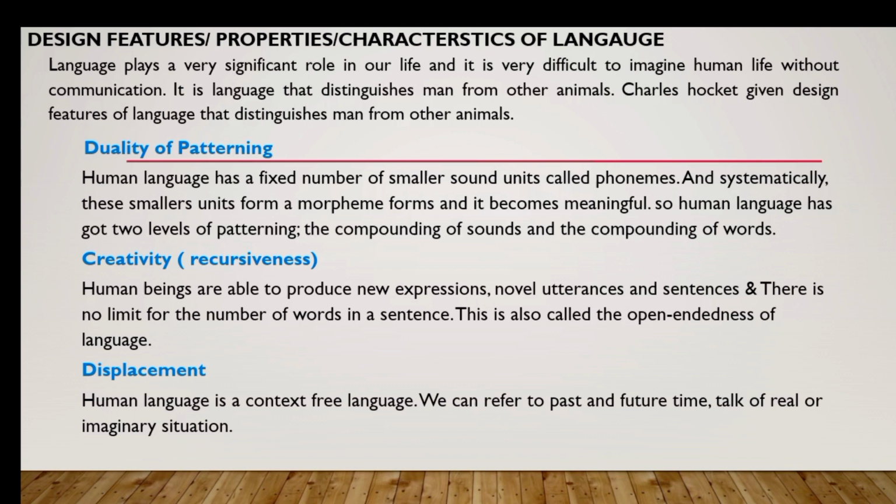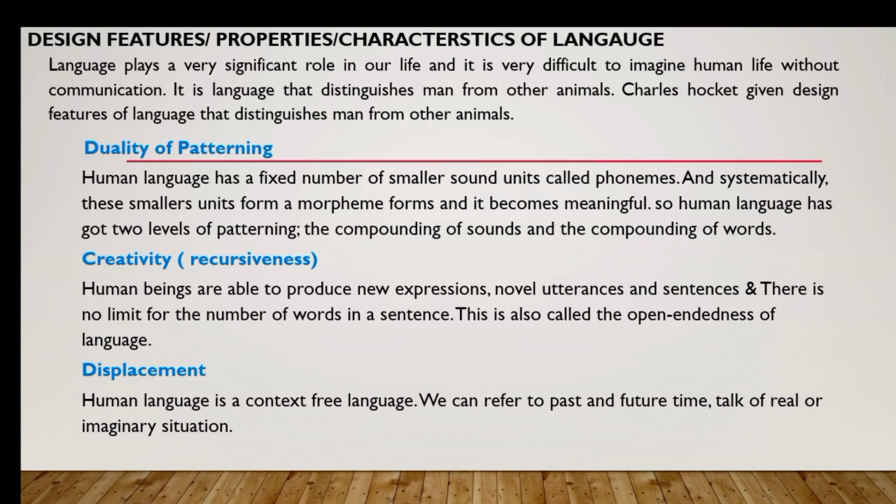The first design feature is duality of patterning. What is duality of patterning? We know very well that human language has a fixed number of similar sounds, such as pa, ba, ma, va. These sounds are called phonemes. And these phonemes combine with other phonemes to form morphemes. And what is a morpheme? A morpheme is the smallest significant and meaningful unit of language. So human language has two levels of patterning. Number one, compounding of sounds, and number two, compounding of words.